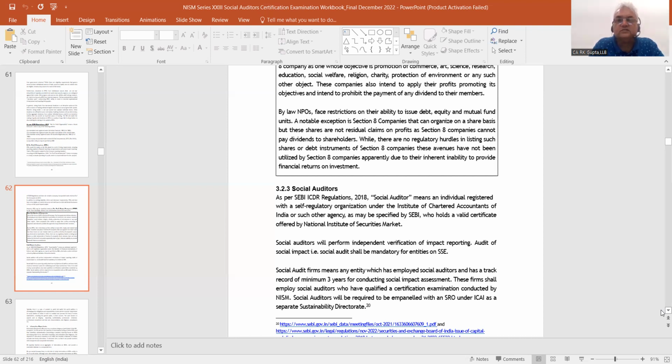Then there is the concept of the social audit firm. Social audit firms means any entity which has employed social auditors and has a track record of minimum 3 years for conducting social impact assessment. These firms shall employ social auditors who have qualified a social certification examination conducted by NISM, and social auditors will be required to be empaneled within the self-regulatory organization under ICAI as a separate sustainability directorate.